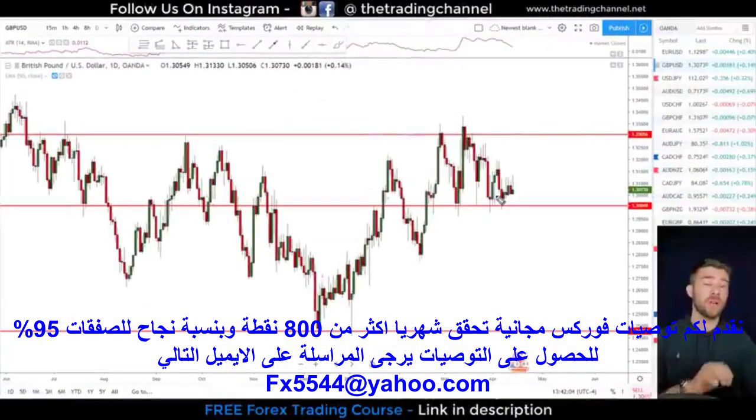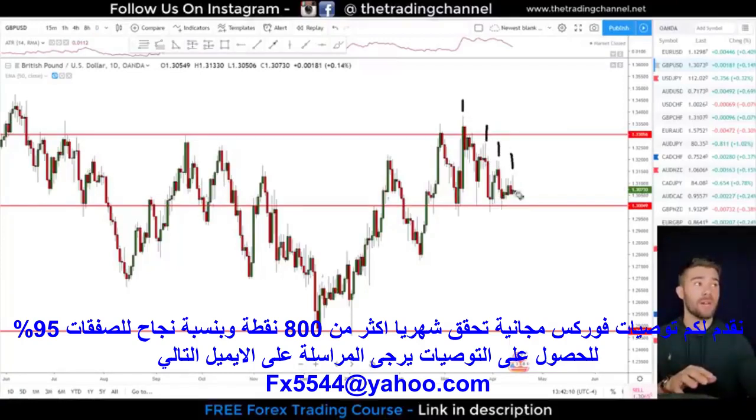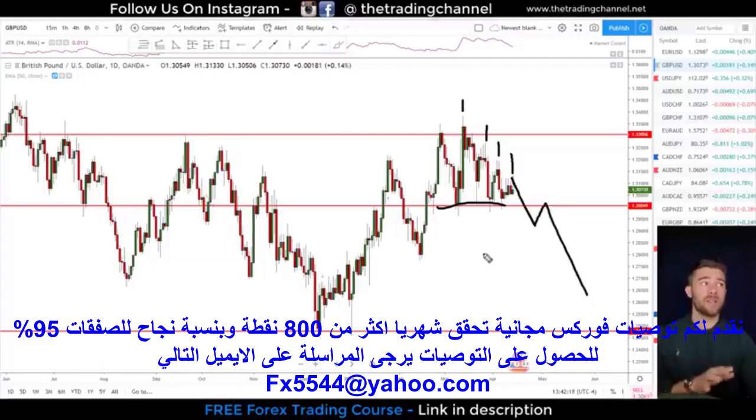But the only part of this specific chart that scares me is the fact that we are consistently making lower highs. We have the same exact support level that oftentimes insinuates that we will see a breakdown of that level. So I'm not looking for long opportunities here on the pound dollar going into next week, and I'm not looking for shorting opportunities until we get this move.